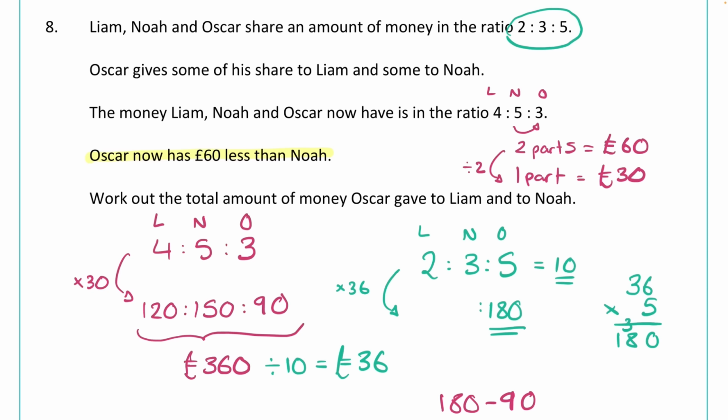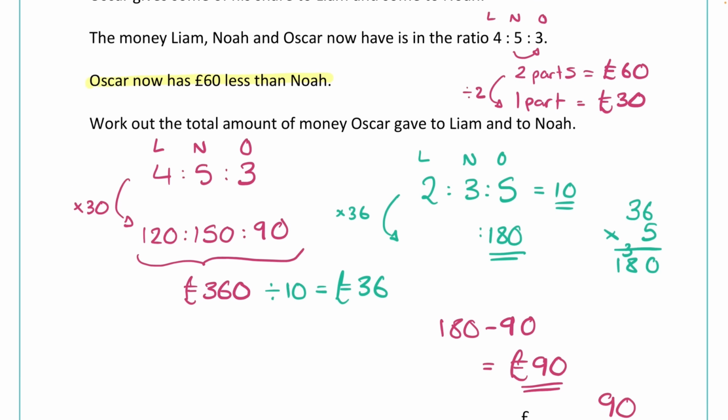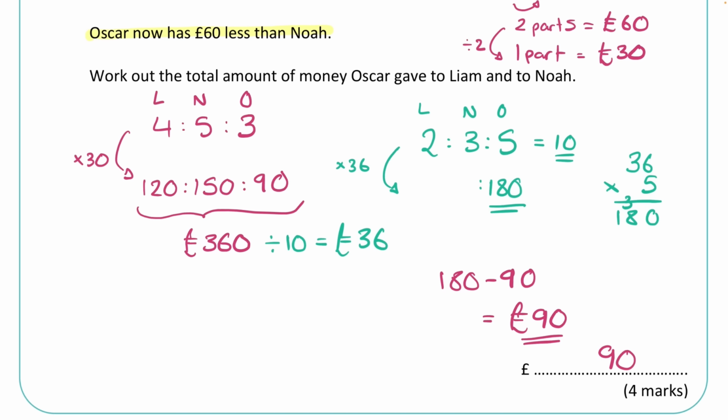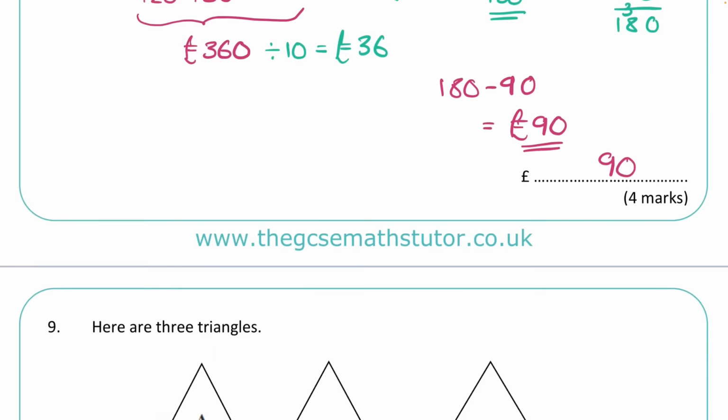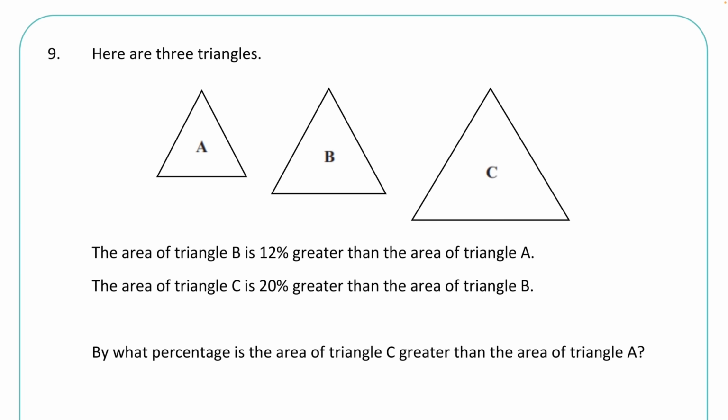And we had that sort of concept there with the £60 less than Noah and looking at the gap between the ratio. Of course, it could have said Oscar now has £60, something like that, in which case it would just be referring to the 3 in the ratio. But this one was £60 less than Noah, so it was looking at the gap there between the parts. So quite a tricky ratio question, but ultimately just sharing in a ratio. So a relatively nice one, even though the language of that question isn't the nicest. But there we go, that was question 8. Let's have a look at question 9.